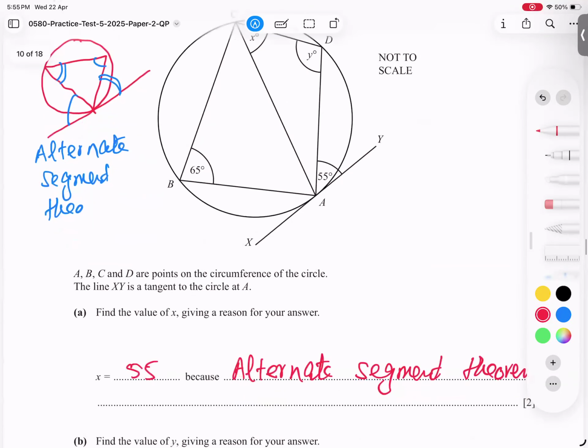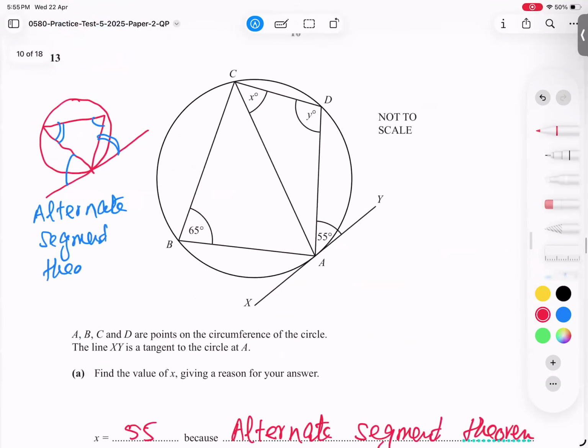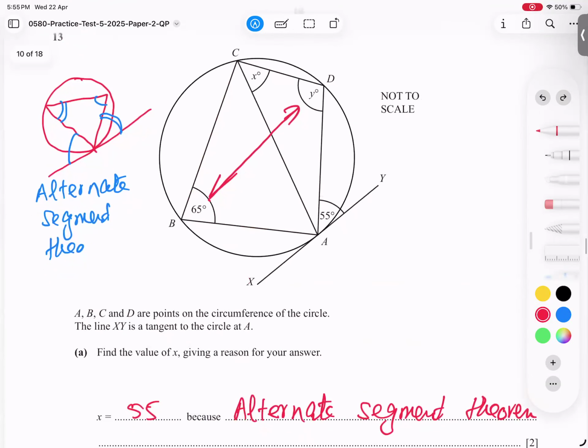This is done. Now he's asking the y answer. Where's the y answer? You can see these two are supplementary angles. How come? A four-sided shape is called a cyclic quadrilateral, and the sum of the opposite angles is 180 degrees. So I can say here y plus 65 equals 180.